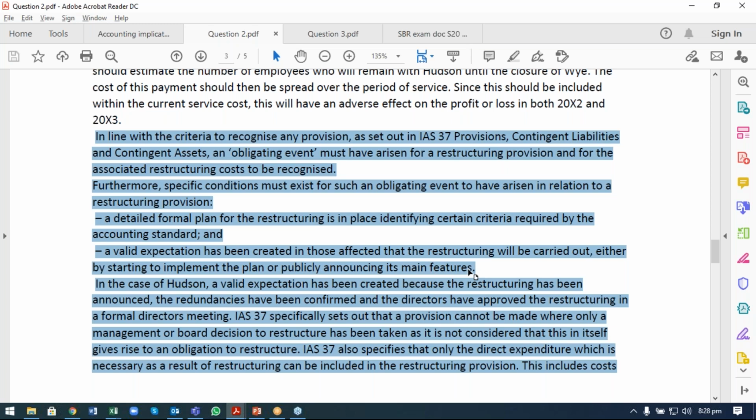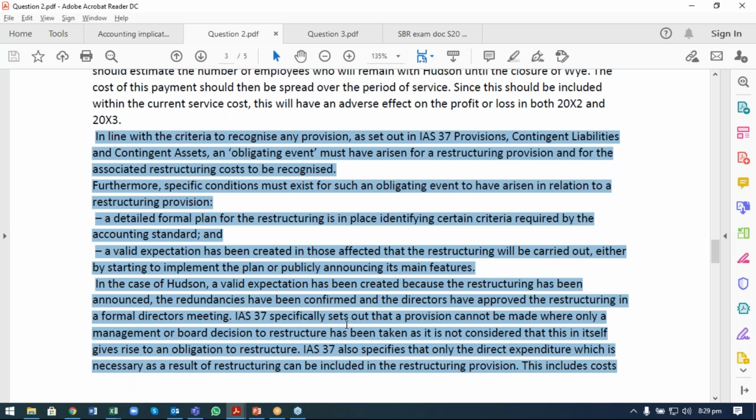Are you getting the point? So these are the basic requirements of IAS 37. Those are mentioned within the answer. In the case of Hudson, a valid expectation has been created because the restructuring plan has been announced, the redundancies have been confirmed, and the directors have approved the restructuring in a formal directors' meeting.